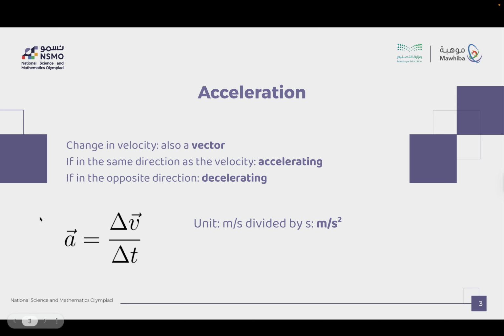We can calculate the acceleration using the following formula. a equals delta v over delta t. So the average acceleration is the change in velocity over the time elapsed. What will be the unit of the acceleration? The unit of velocity is meter per second, and we have to divide it by the unit of time, which is seconds. So the unit of acceleration will be meter per second divided by second, so meter per second squared.